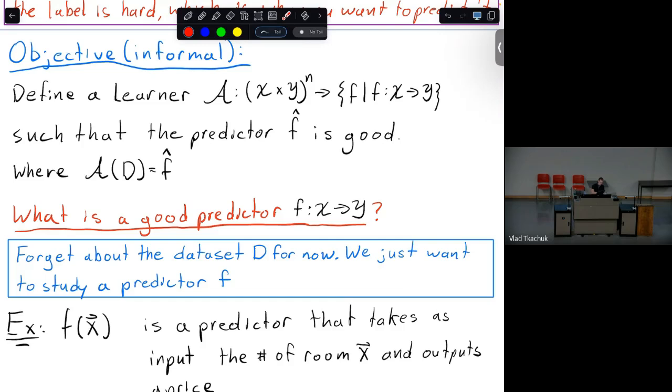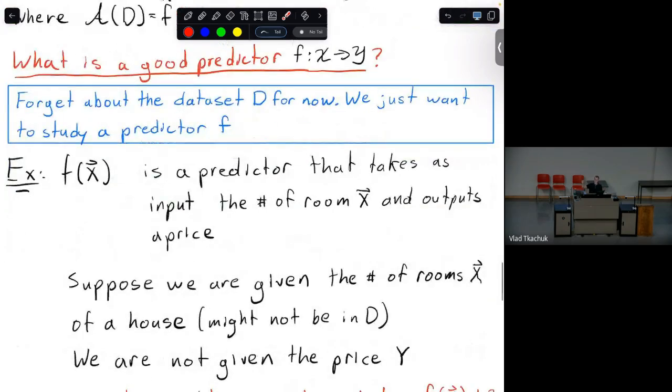I wanted to make one other note, which is that for the next two or three things I write, I just want you to forget about this whole data set business. We haven't learned anything yet. We're just talking about a predictor. I don't know where it came from. Just imagine you have a predictor and you want to ask, is this a good predictor or not? We'll talk about how to get it in a second, but for now, forget about data sets or anything. All you have is this function, and you just want to ask, was I given a good predictor function or not?